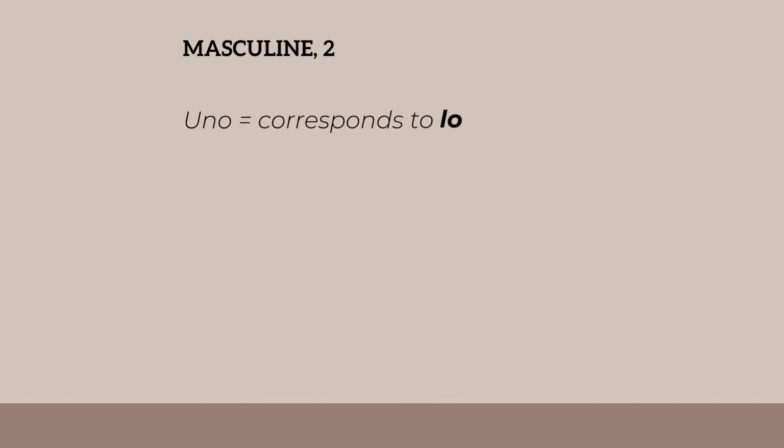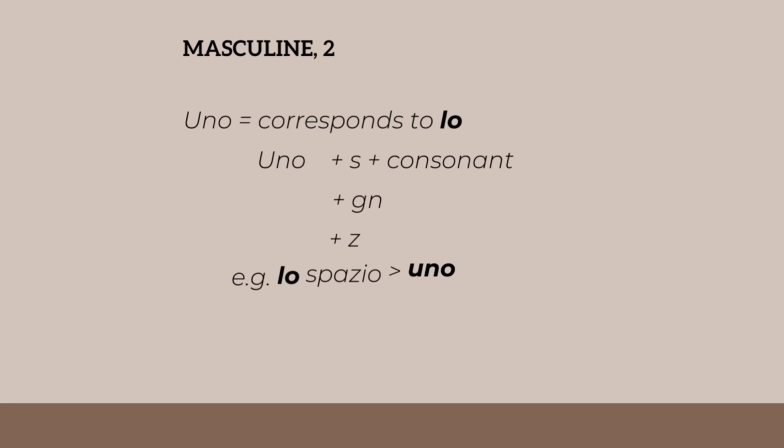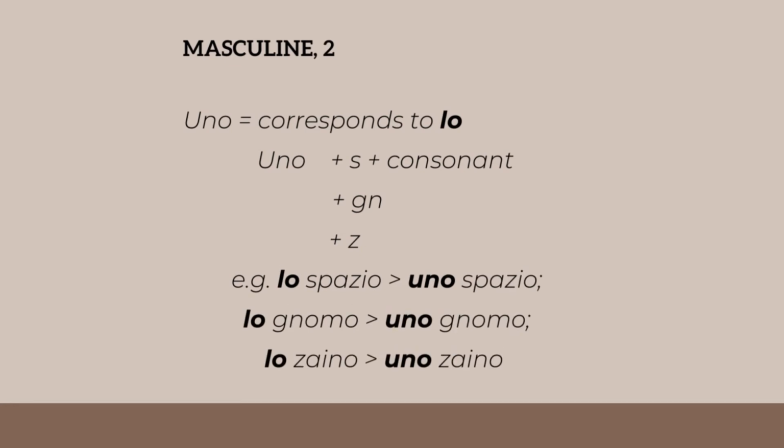The masculine uno takes the place of the definite article lo. So you will use it in front of words that start in a cluster of consonants like S plus another consonant, GN, or a Z. So, for example, we will have lo spazio, the space, that becomes uno spazio, a space. Lo gnomo, the gnome, that becomes uno gnomo, a gnome. And lo zaino, that becomes uno zaino, a backpack.